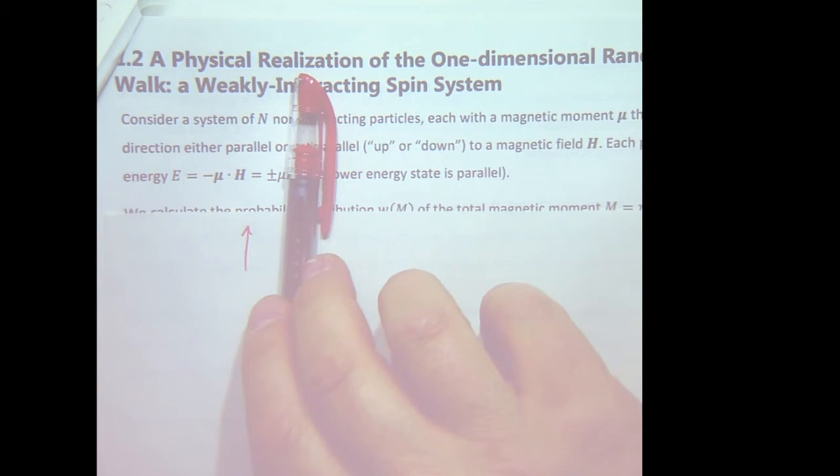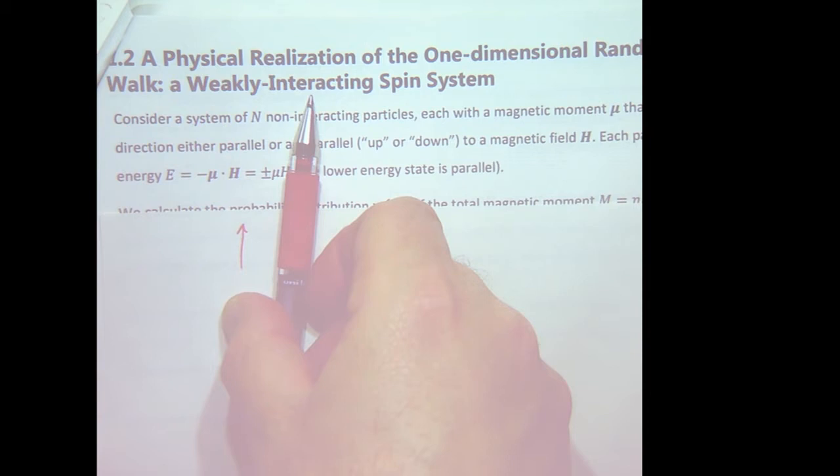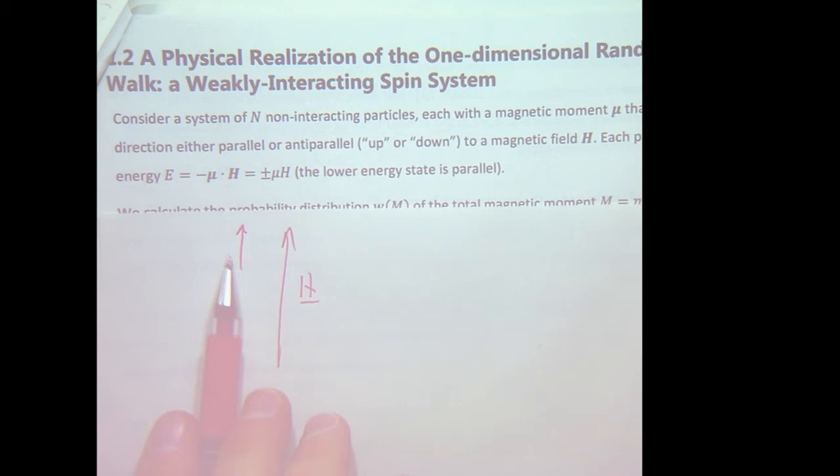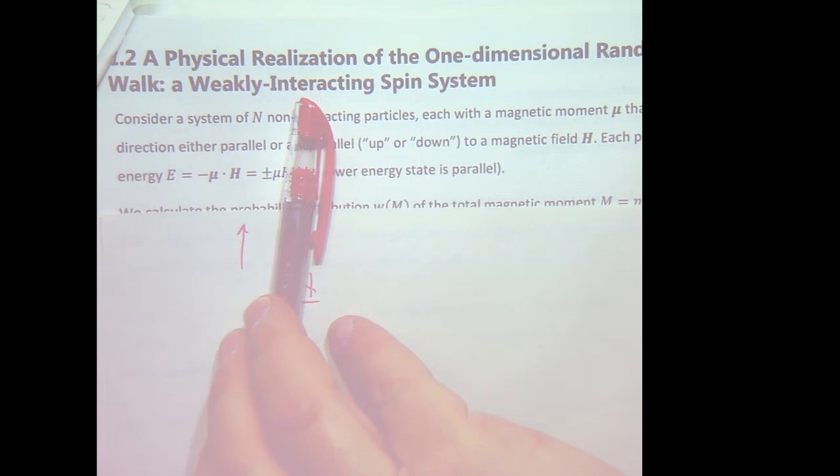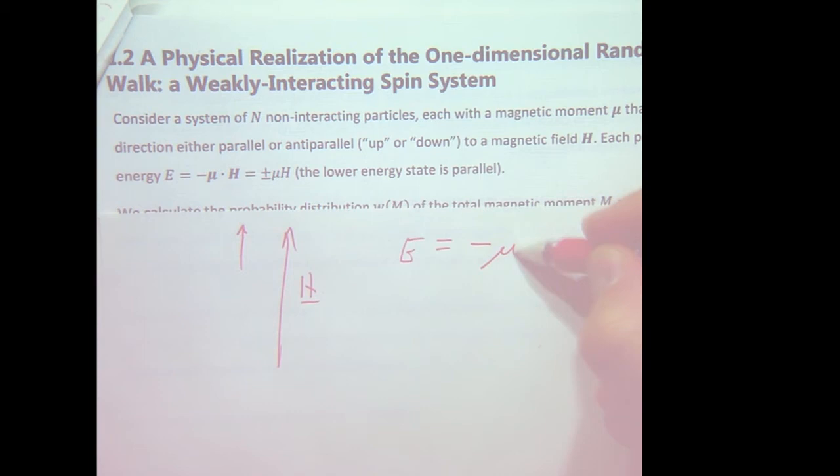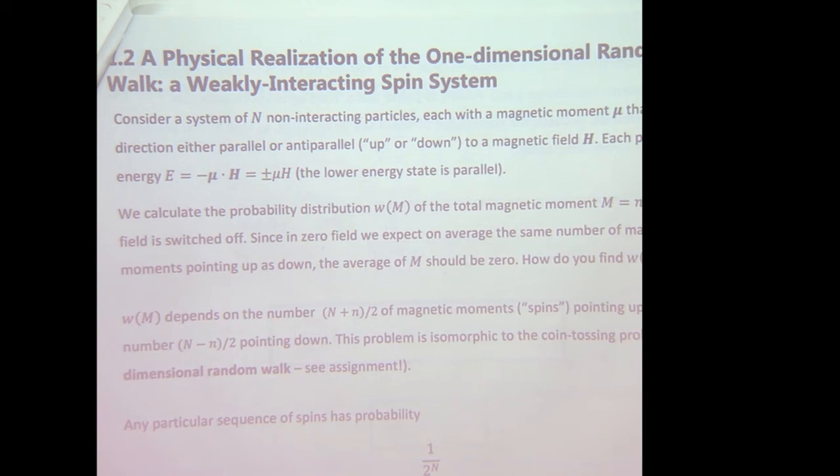Right? So the energy when the magnetic moment is parallel to the external field is lower than the energy when it's anti-parallel. So the lower energy state is minus mu H, and the higher energy state is plus mu H. Okay. So parallel is lower. What we want is to calculate the probability distribution of the total magnetic moment M.